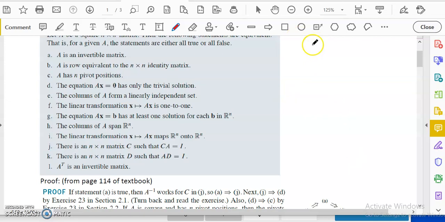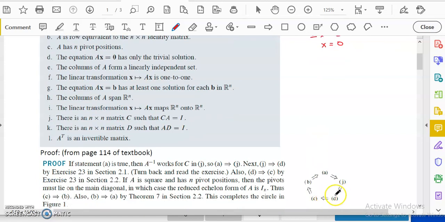So that's very easy to prove because to solve Ax equals 0, we know that CA is equal to I exists. So we just multiply C on the left-hand side. So CA is equal to I. So this becomes I times x is equal to C times 0. I times x is x. C times 0 is 0. So the solution is 0. It's only the trivial solution. So this is D.